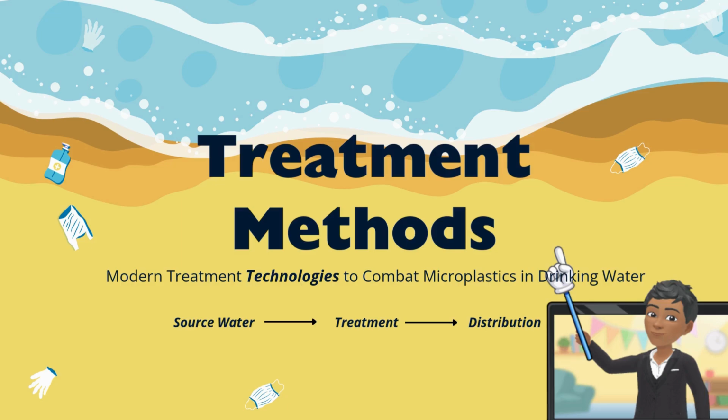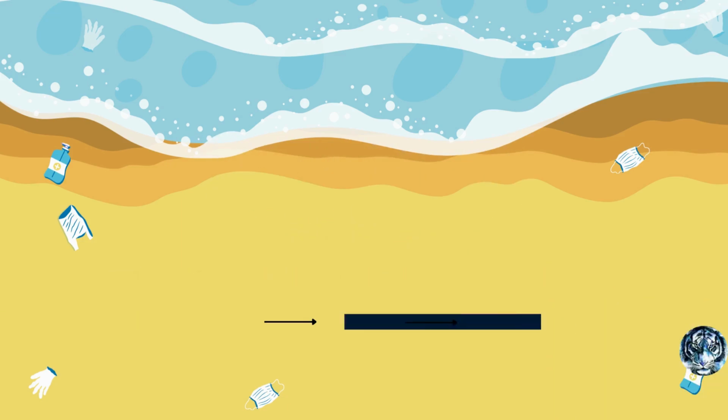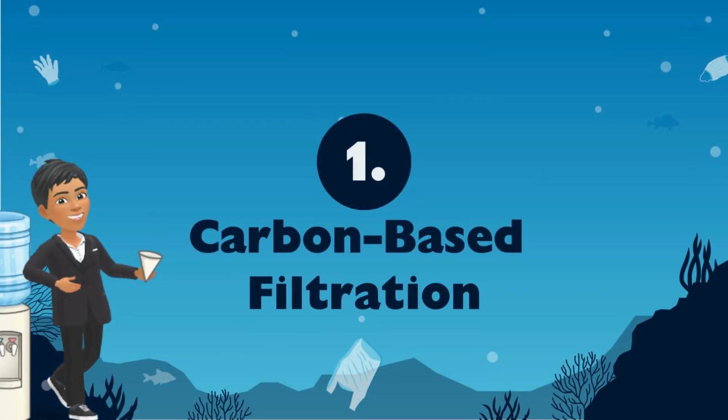The second one is treatment, where the water is actually treated for the harmful bacteria and particles that may be present in the water. And then the third and final one is the actual distribution of this clean water after being purified. The first treatment method we will be focusing on is carbon-based filtration.